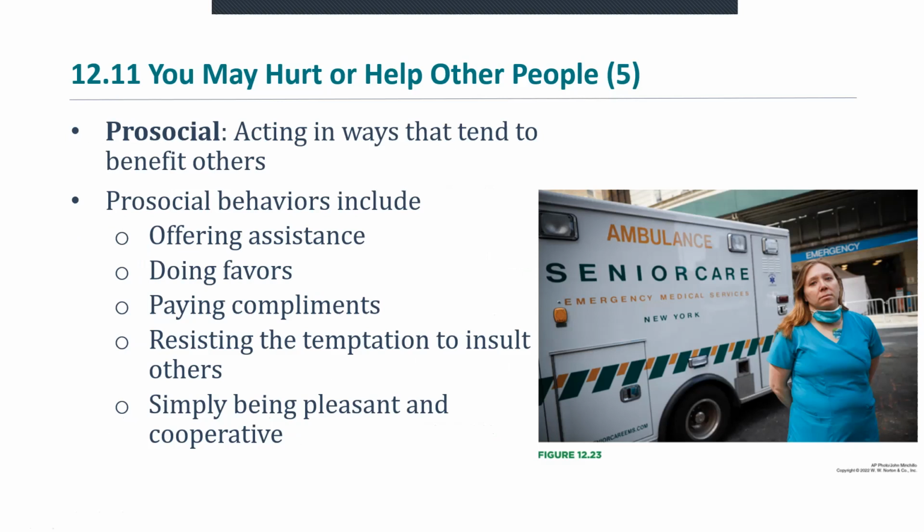So that's aggression. On the other side of things is looking at positive behaviors, or what's known as pro-social behaviors, which is acting in a way that tends to benefit others. Pro-social behaviors include such things as offering assistance, doing favors, paying compliments, resisting the temptation to insult others, or simply being pleasant and cooperative. These are all considered pro-social behaviors.